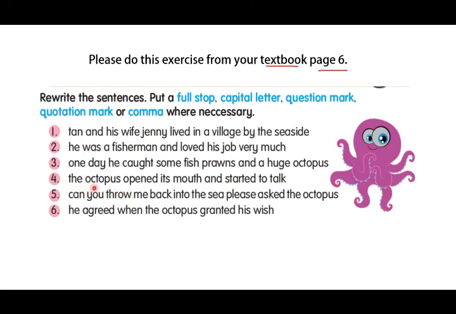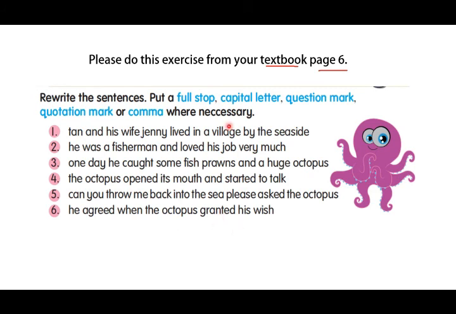Number 4, the octopus opened its mouth and started to talk. The octopus, dia merujuk kepada ni. Maknanya ni ada watak ni. Bila dia watak, dia mesti huruf besar ke huruf kecil? Okay. Can you throw me back into the sea, please? Ask the octopus. Boleh awak campak saya semula ke laut? Bolehkah awak campak saya semula ke dalam laut? Tanya sotong ni. Dia cakap tanya. Apa kena letak? He agreed when the octopus granted his wish. Dia setuju apabila octopus itu granted his wish, perkenankan hajatnya.